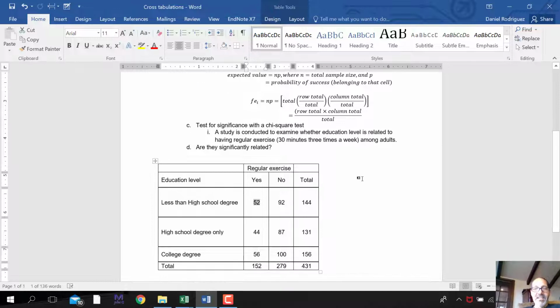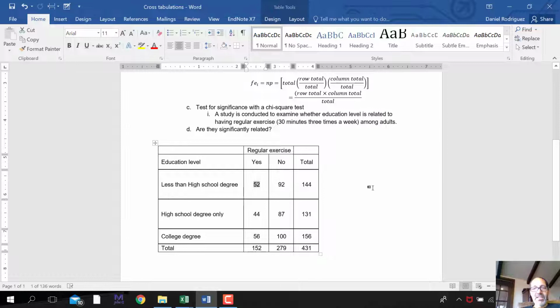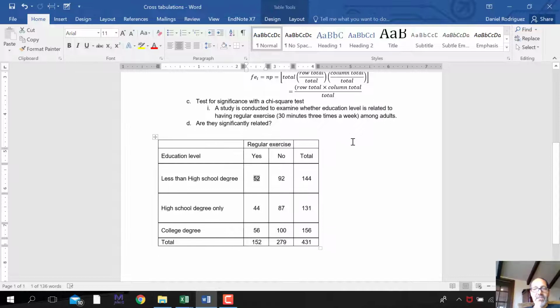So let's look at this study here. We want to examine whether education level is related to having regular exercise, defined as 30 minutes 3 times per week among adults, and we want to know if they're significantly related. This is an ideal question for a chi-square. In this case, we have 3 rows and 2 columns. This will give us a total of 3 times 2, which is 6 cells.